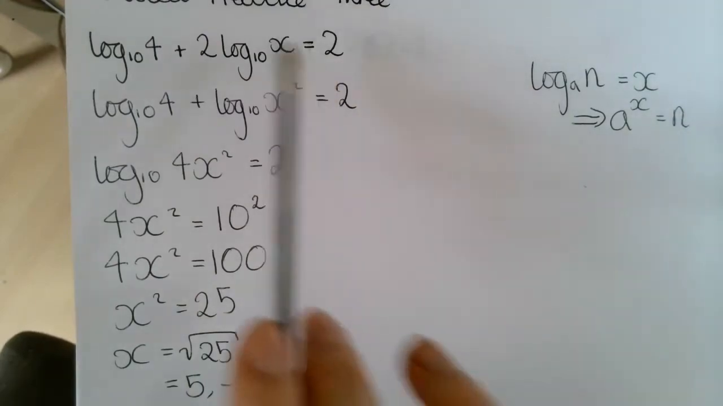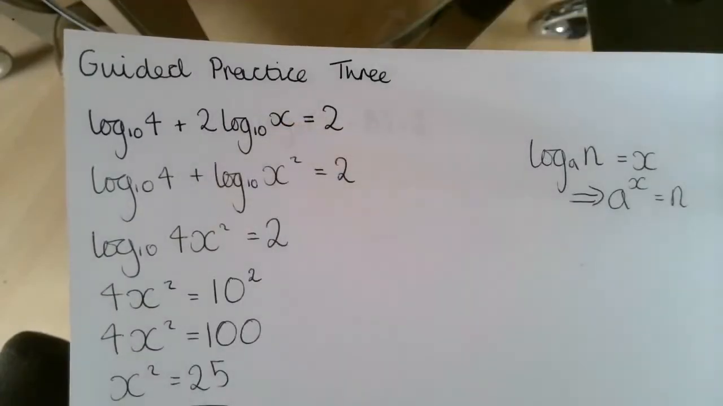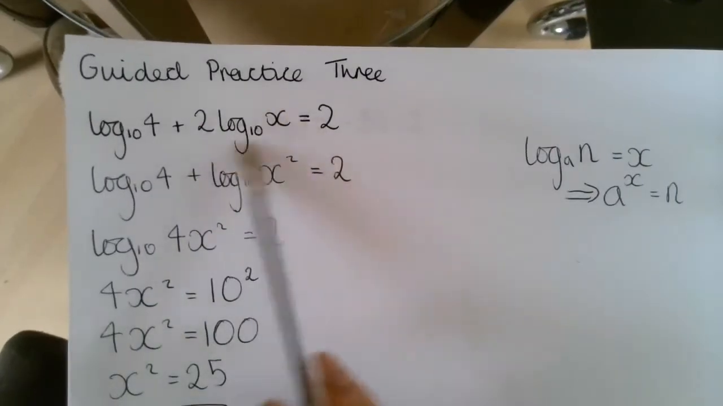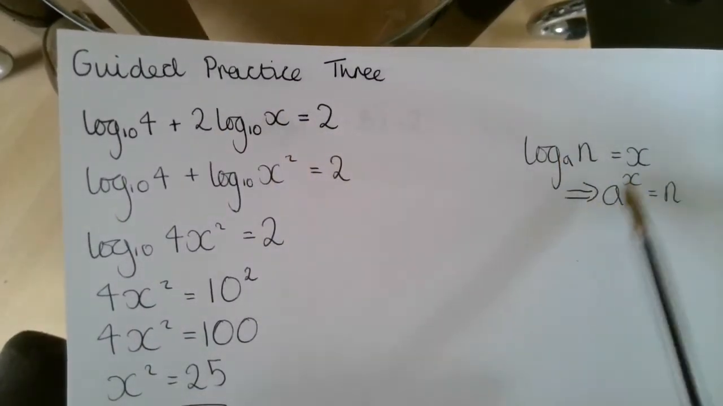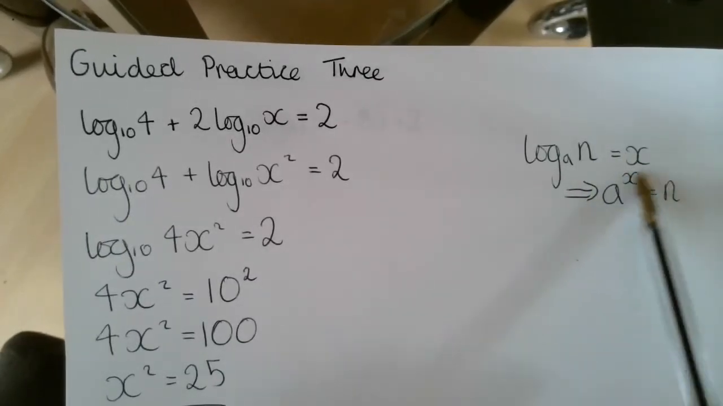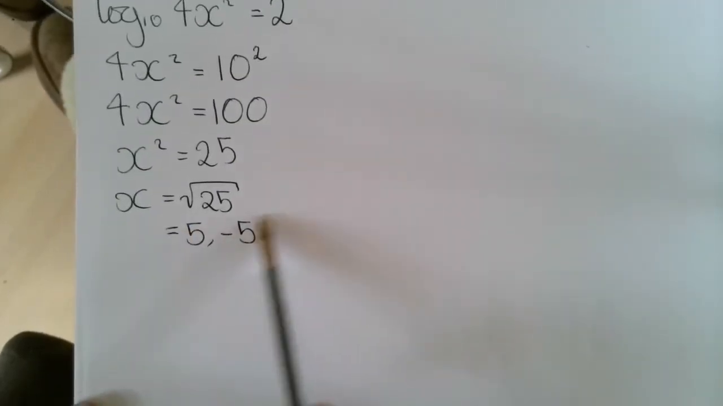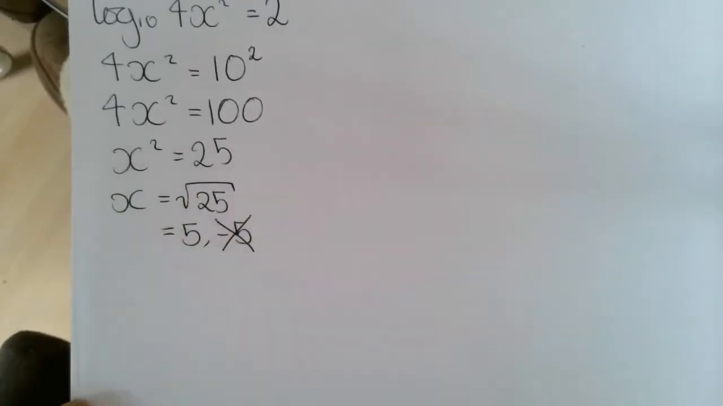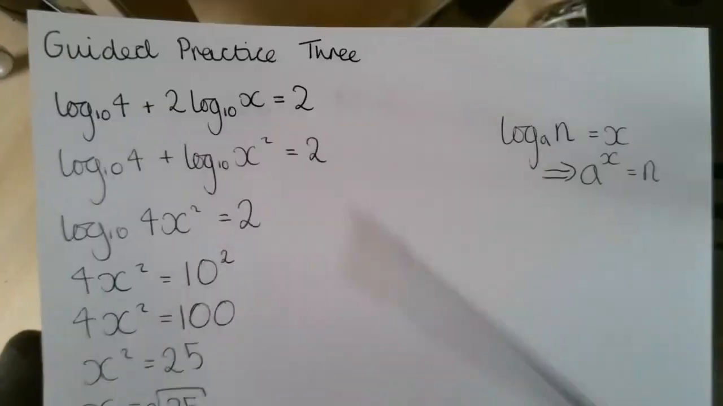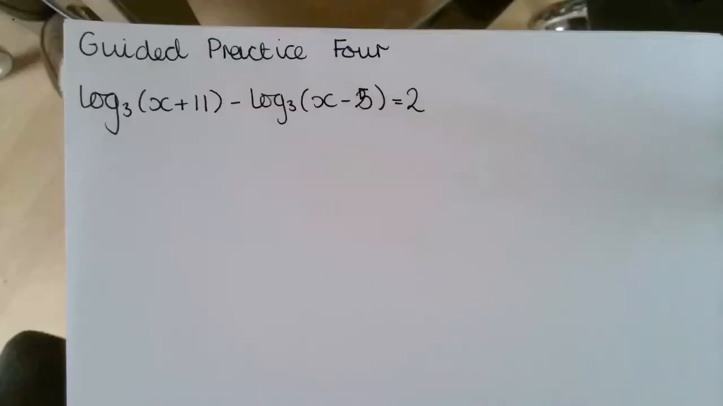Now, if we actually look at our equation, we've got that x is n in terms of this logarithm here. So if we've got a to the power of x equals n, anything raised to a power is always positive. So we have to take our positive value of x and ignore our negative value, because anything raised to a power is always positive. So the number we have in the logarithm here always has to be positive.